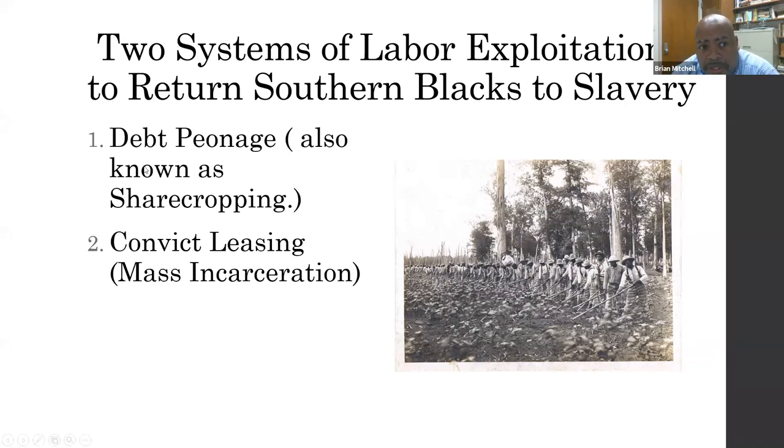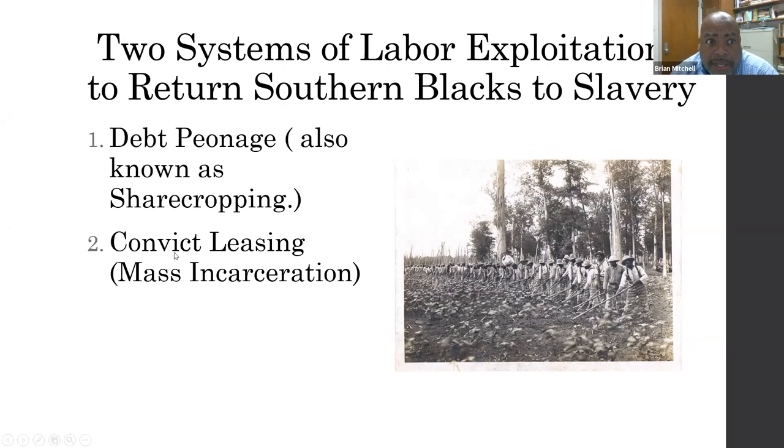The first of these two systems was called debt peonage, keeping Black farmers in a sense of debt. So keeping records on the ledgers of plantation books, maintaining that they still owed money. And then using local authorities to maintain their presence on the plantation until those monies were paid off. And keep in mind, these monies were never going to be paid off. The debt always was there. The debt was always accumulating.